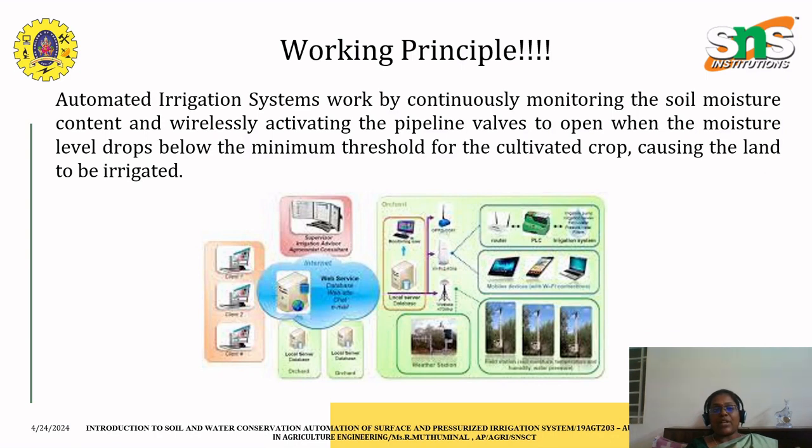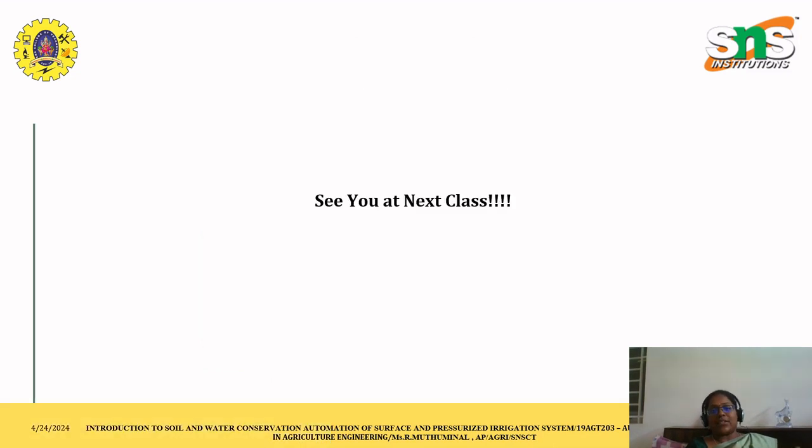The working principle involved in this automated irrigation system is continuously monitoring the soil moisture content and wirelessly activating the pipeline valves to open when the moisture level drops below the minimum threshold for the cultivated crops. This will lead to the land being irrigated.